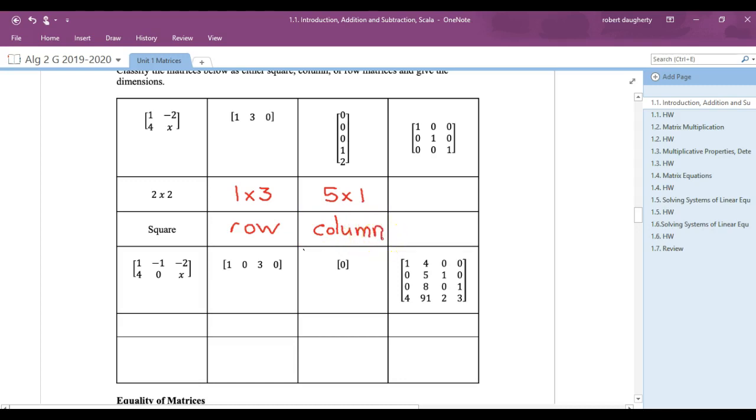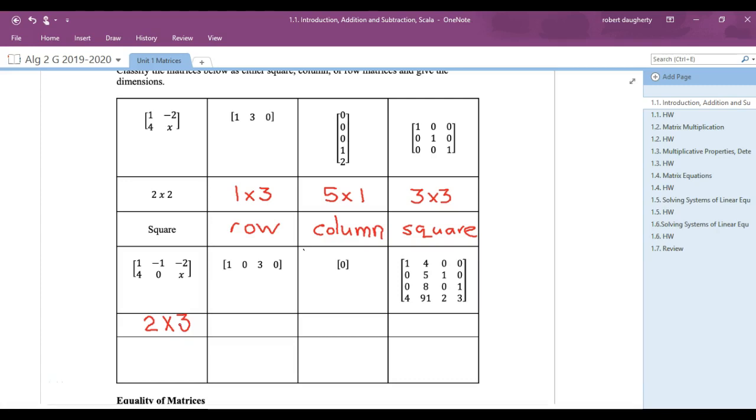What are the dimensions of the next one? 3 by 3. So that's what kind of matrix? Yeah, that is a square matrix. What is this one? Yeah, this is a 2 by 3. Is that a square matrix? Answer is no. To be square, it'd have to be 2 by 2 or 3 by 3. So it's not a square matrix. Is it a row matrix? No, it has 2 rows. Is it a column matrix? No, it has 3. So none of the above. It meets none of the criteria: it's not square, it's not row, it's not column.